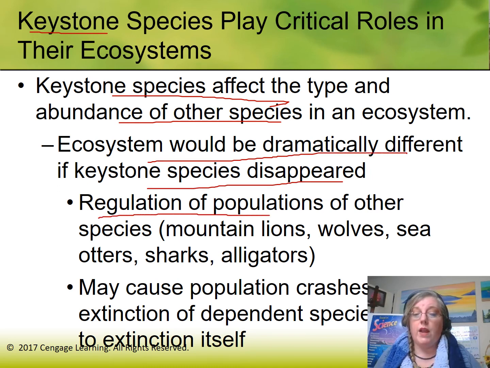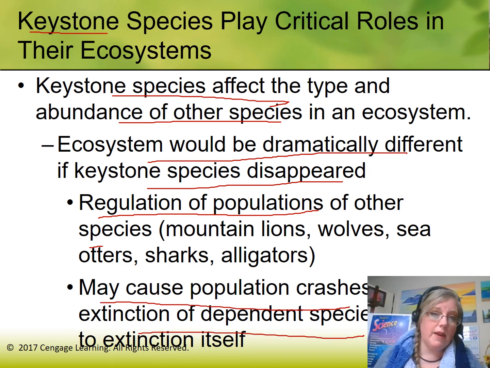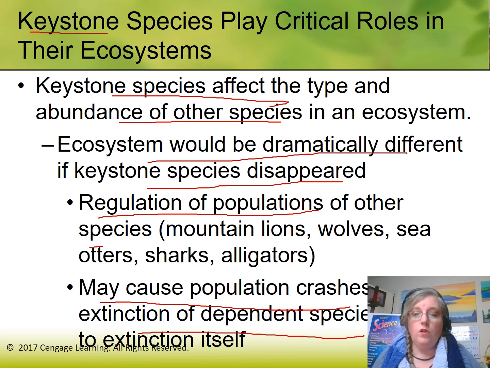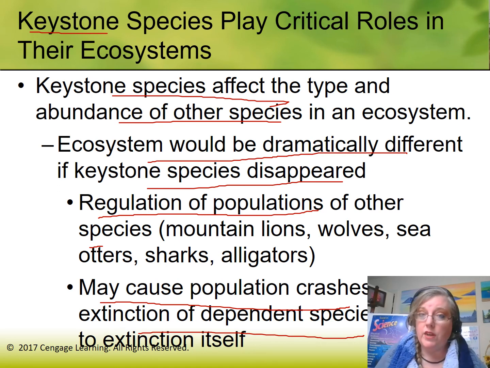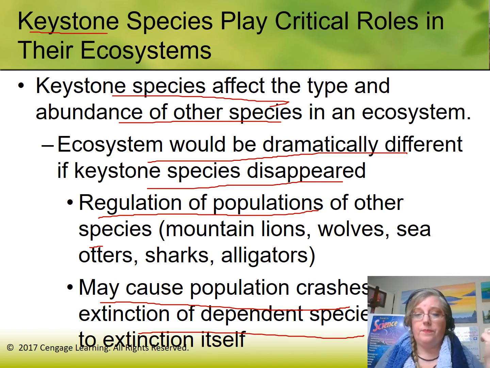Part of the thing they do is regulate the population of the others, like I said, keeping the mid-level predators in check. And if you get rid of them, you might cause population crashes and extinctions of the other species that are dependent on them. You get rid of the wolves, the other things, like I said, the aspen trees. We couldn't figure out why we're losing aspen trees. You get rid of the keystone species, the other species suffer.